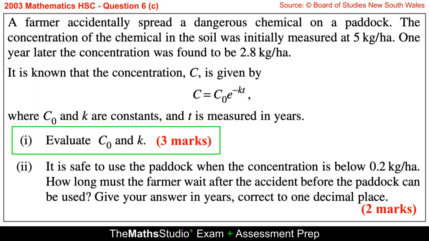Question 6, Part C. A farmer accidentally spread a dangerous chemical on a paddock. The concentration of the chemical in the soil was initially measured at 5 kilograms per hectare. 1 year later, the concentration was found to be 2.8 kilograms per hectare. It is known that the concentration, C, is given by C equals C0 times e to the power of negative kt, where C0 and k are constants and t is measured in years. Part 1. Evaluate C0 and k.